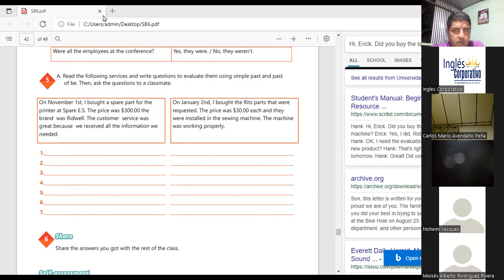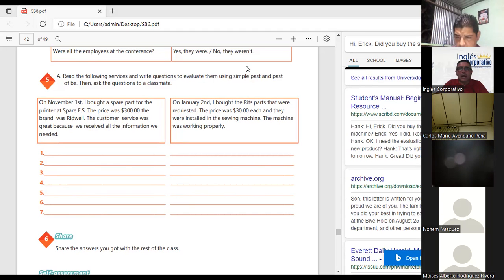Disculpe, teacher, vine algo tarde. ¿Qué es lo que nos ha dejado? Ahorita acabamos de leer la parte 5, los dos cuadros que están ahí con información, y basado en lo que usted entienda, debe de hacer preguntas en el simple past tense. Ah, yes. Go ahead. Estos dos cuadritos, la número 5. Yes, sir. Thank you. You're welcome.